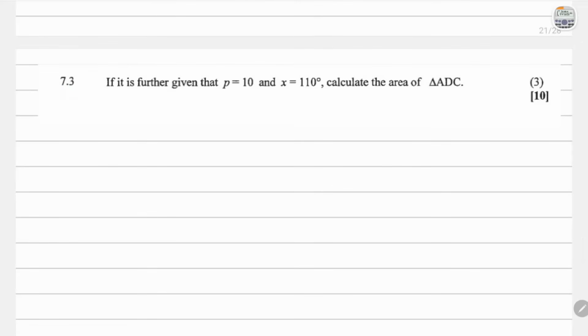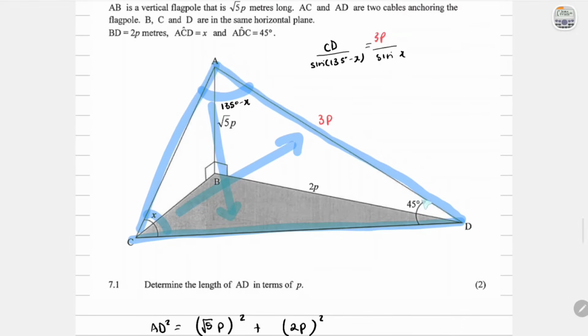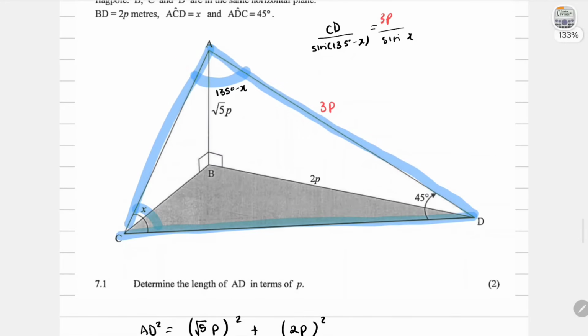Question 7.3 says, if it is further given that P is equal to 10 and X is equal to 110 degrees, calculate the area of triangle ADC. So let's look at that triangle. The area of triangle ADC. So this is this highlighted triangle over here. And they've given us the value of P and X. So we can clearly use the area rule in this case, because you can see that we don't really have a perpendicular height. That height has nothing to do with that triangle. It's not that triangle's height.